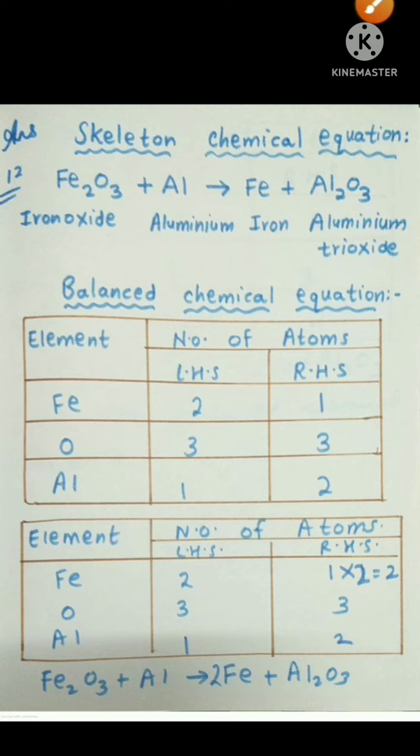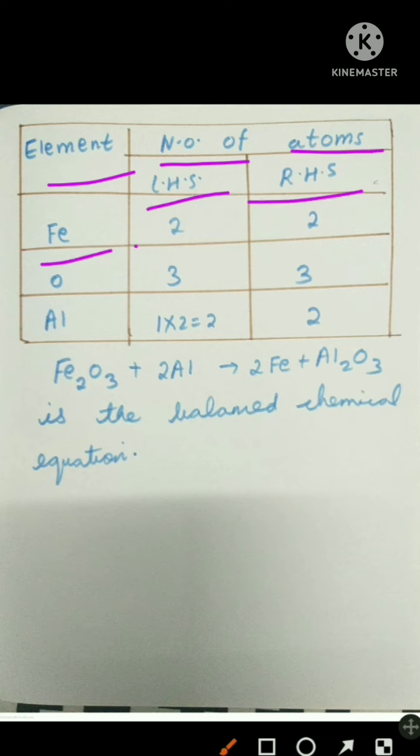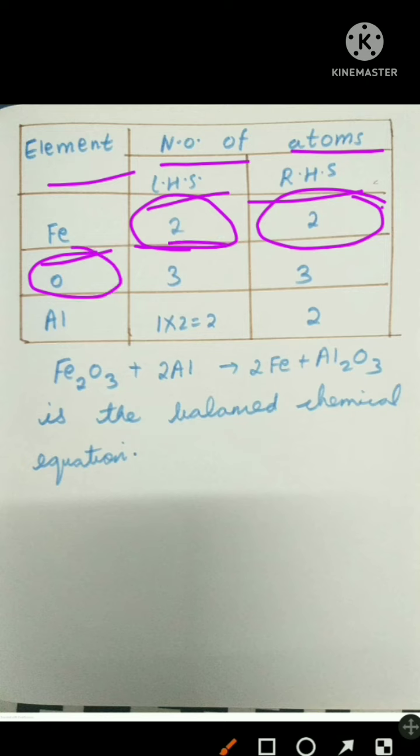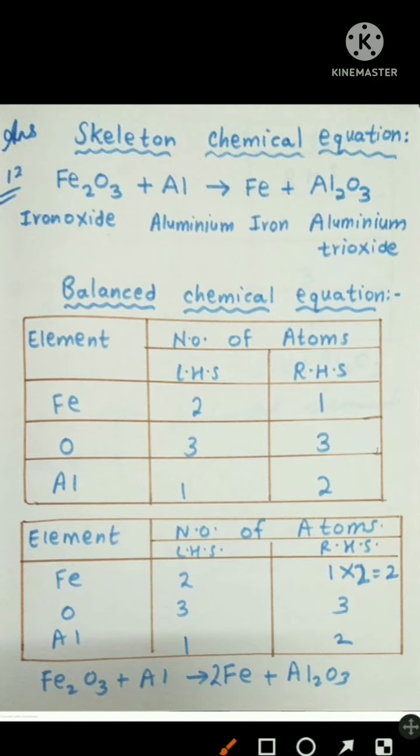Now what we should do? Similarly, multiply 2 on the LHS of aluminium atoms, so that number of atoms of aluminium also becomes equal to 2, because we know then only it will be balanced. So next again make the same table. Element, number of atoms, LHS, RHS, Fe, 2 atoms on LHS, 2 atoms on RHS, O, 3 atoms on LHS, 3 atoms on RHS. This we are writing from the chemical equation, right? See here we can see, right, here the atoms are there, all are balanced, only aluminium.